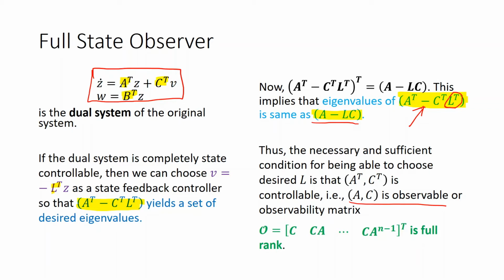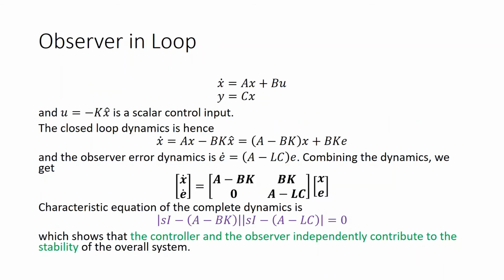So here you choose L transpose, and what you have to do is precondition your A and B, so that the A and B which were there now become A transpose and C transpose. That is all. Now we have to verify that if we have the observer in the control loop, then also the system will remain stable.